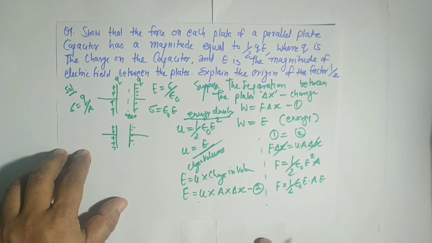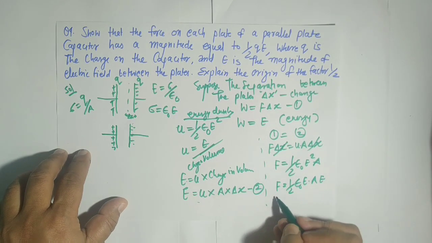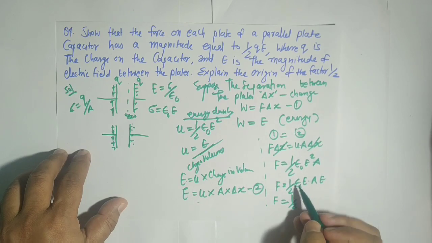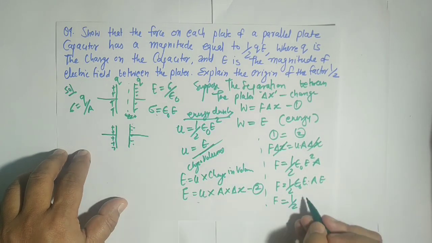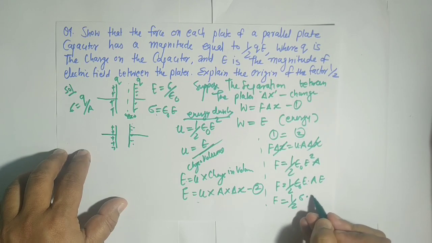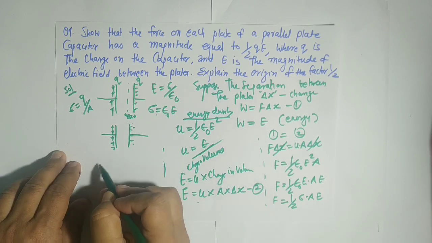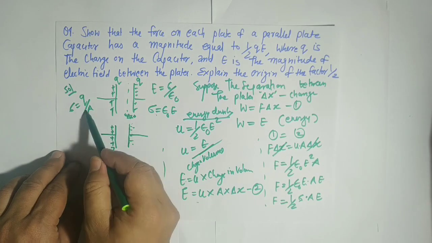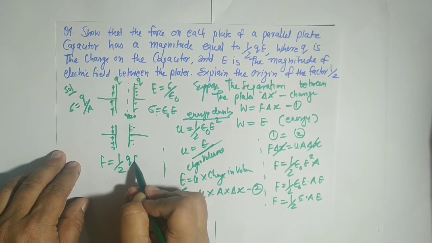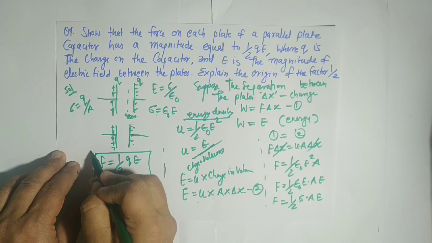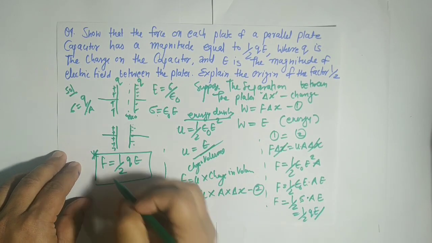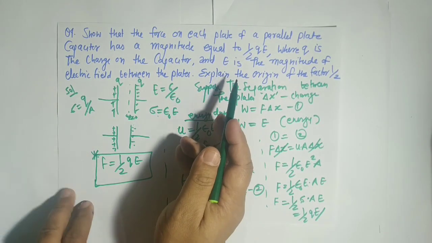We can write it in this form. Got it? And then F is half what? In place of epsilon E, we can write sigma. So sigma into A into E. And finally, F is half sigma A, and sigma A is Q. So half QE. This is the answer. Are you getting it? That is half QE. So this is the answer, the force on each plate.